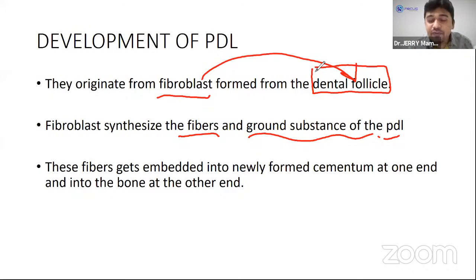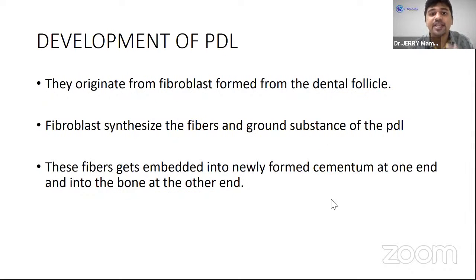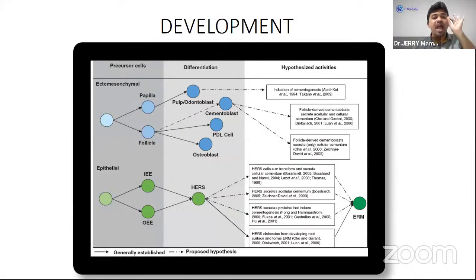Now, once these fibers are formed, they will form attachment into the newly formed cementum and into the newly formed bone at each end. So on both sides, one side attaches into the cementum and one side into the bone. This development part is very important because every year there is one question which comes from development. So you should have a clear idea what structure is forming from where.